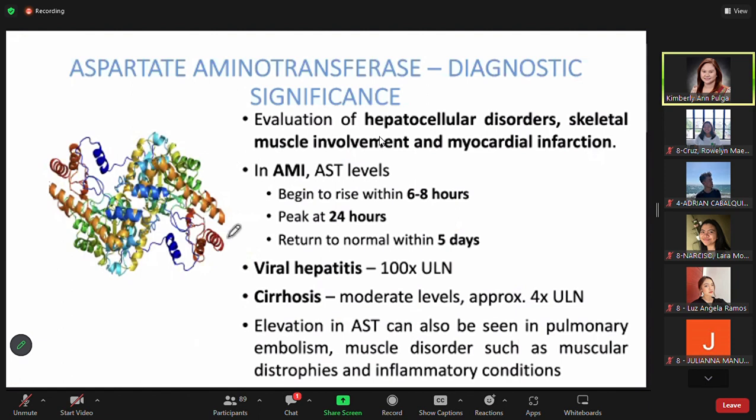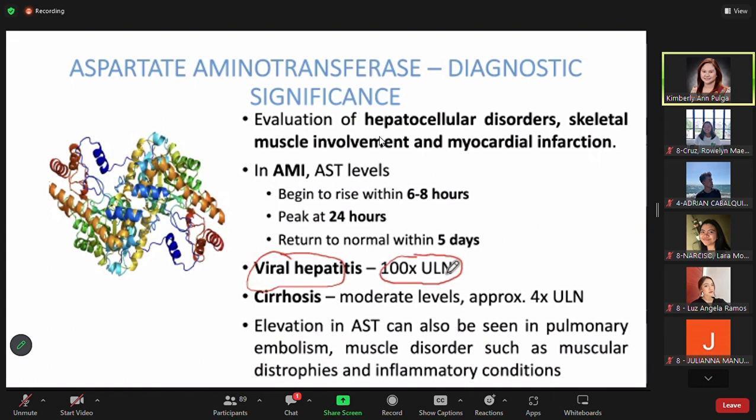And as you can see here, if the patient has viral hepatitis, you will observe that there is a high level of AST. As a matter of fact, it is 100 times higher than the upper limit of normal kapag may viral hepatitis. Kaya ginagamit natin si AST as well as your ALT, no? They are considered as the liver enzymes.